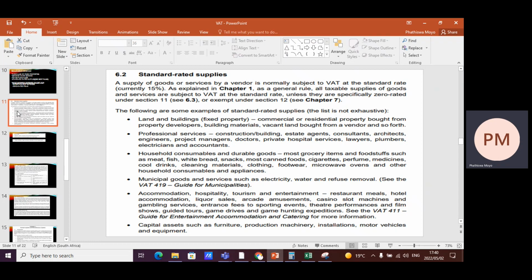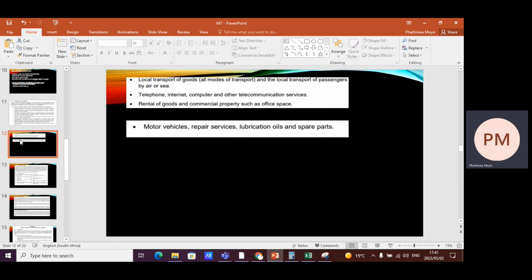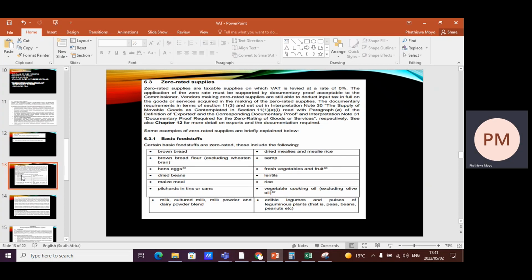So standard rated supplies include fixed property, that is the purchase, professional services, household consumables, electricity, water, refuse, but excluding rates on the municipal goods, accommodation. I see there, that is commercial property. Capital assets such as furniture, you pay VAT on that. Local transport, vehicles, repairs, lubricants and oil. Zero rated is brown bread, the basic foodstuff.